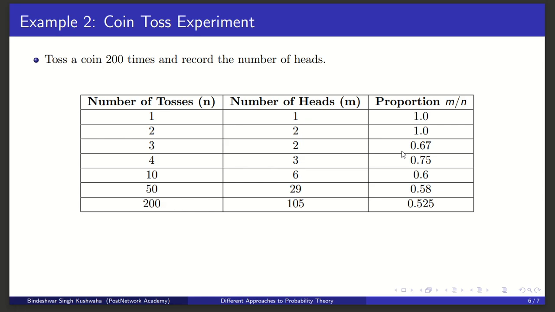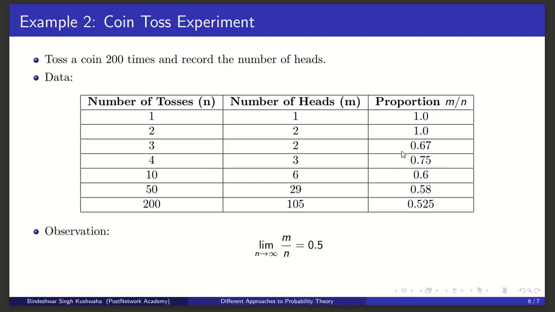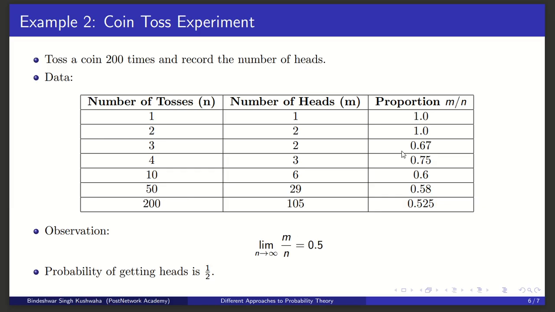Now let us see another example. Toss a coin 200 times and record the number of heads. You can see that when the number of tosses is 1, the number of heads is 1. And the proportion m upon n is 1 upon 1. When the number of tosses is 2, the number of heads is also shown. But as the number of observations increases, the proportions are approaching 0.5. So the probability of getting a head is 1 upon 2.